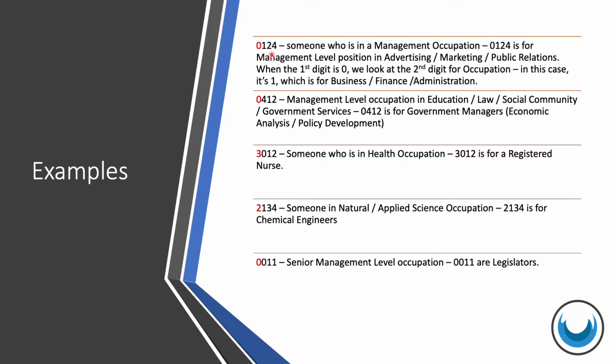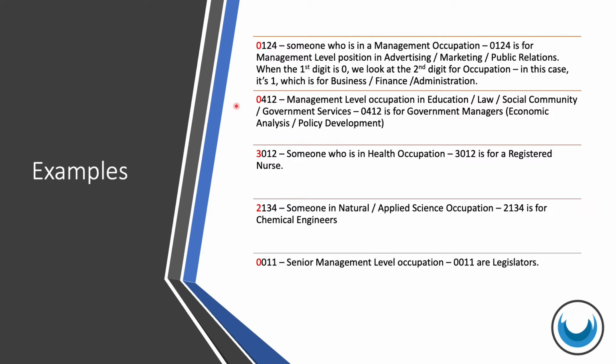So if you look at 0, 1, 2, 4, we know someone who is in a management level occupation. But this NOC code is for management level occupation in advertising, marketing, public relations, because that's what 1 represents. They're into business, finance, and administrative positions. So like I explained to you before, when the first digit is 0, we look at the second digit for occupation. And hopefully that sort of clears things out for you.